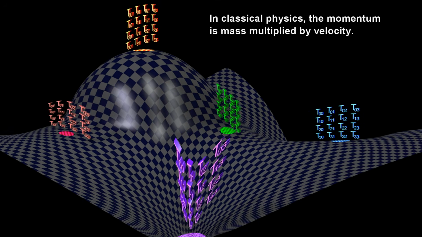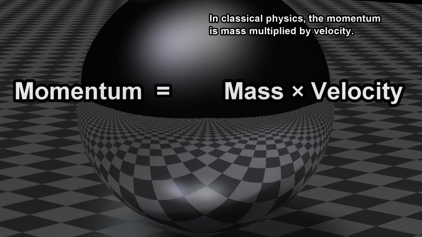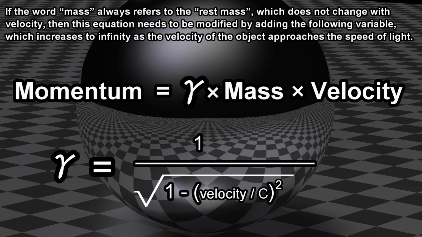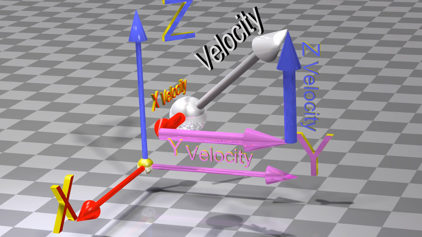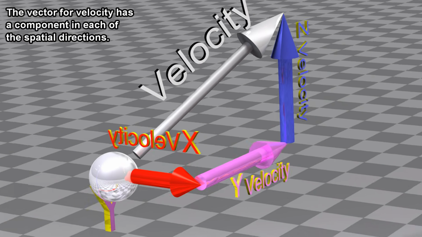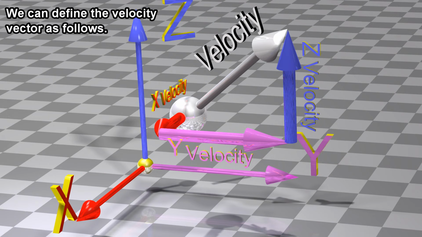In classical physics, the momentum is mass multiplied by velocity. If the word mass always refers to the rest mass, which does not change with velocity, then this equation needs to be modified by adding the following variable, which increases to infinity as the velocity of the object approaches the speed of light. The vector for velocity has a component in each of the spatial directions. We can define the velocity vector as follows.